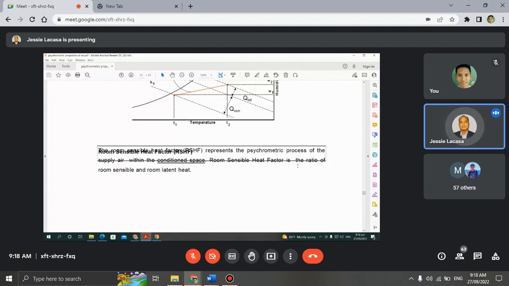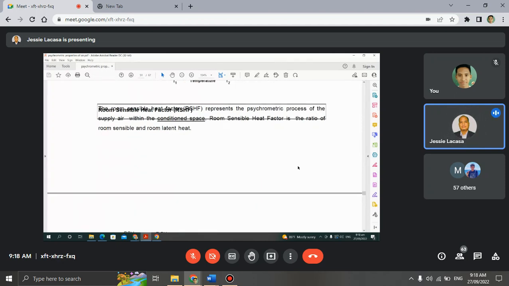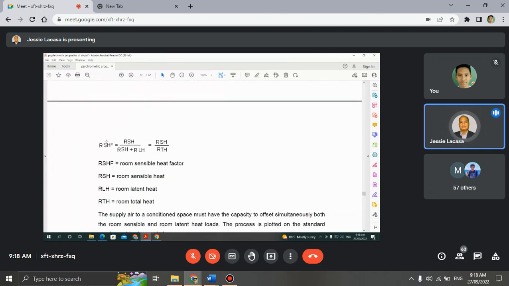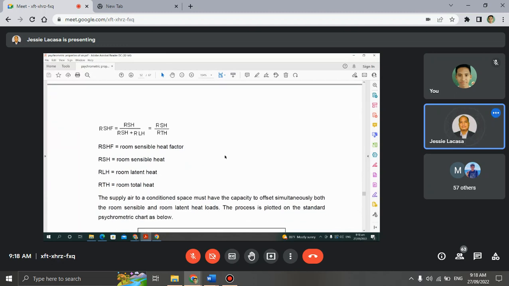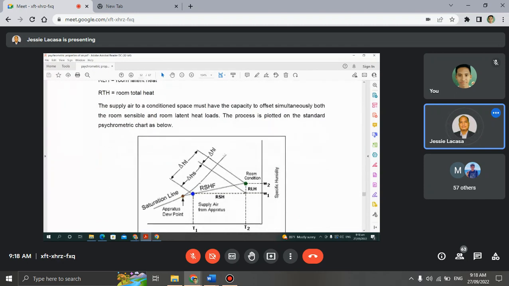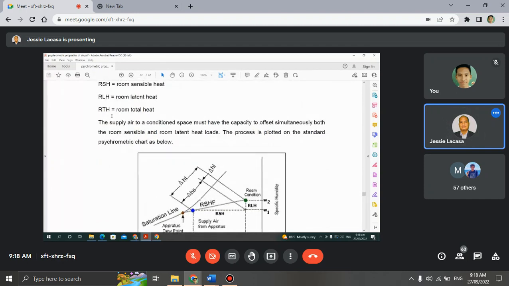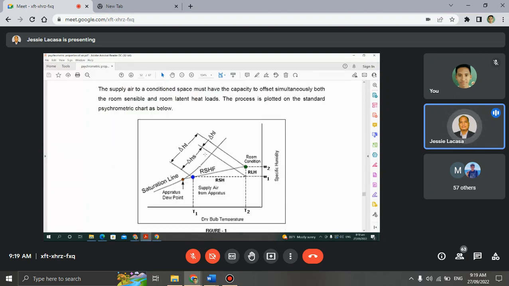So the room sensible heat factor is the ratio of the room sensible heat over the room sensible heat plus the room latent heat, or is equal to the room sensible heat over the room total heat. So the supply air to a conditioned space must have the capacity to offset simultaneously both the room sensible and room latent heat loads. The process is plotted on the standard psychrometric chart as below.